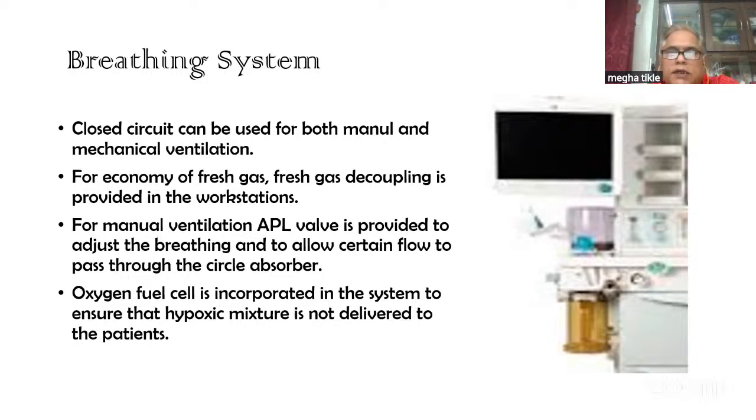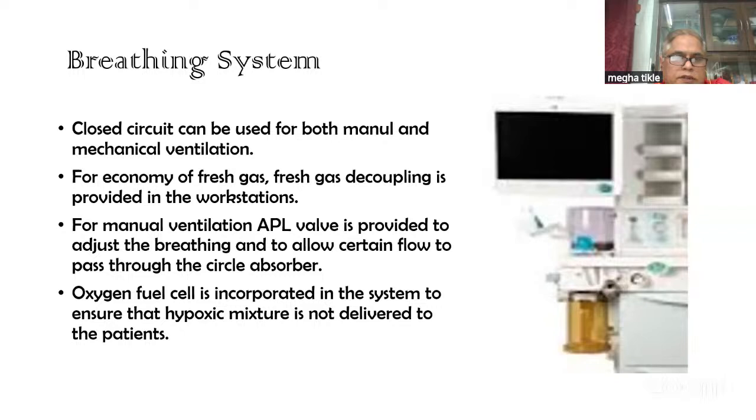Again, closed circuit in newer workstations can be used both for manual and mechanical ventilation. For economy of gas, fresh gas decoupling is provided in the workstation. For manual ventilation, an APL valve is provided to adjust the breathing and allow certain flow to go through the circle absorber so that the fresh gas flow can be minimized into the system and economy of gases can be done.